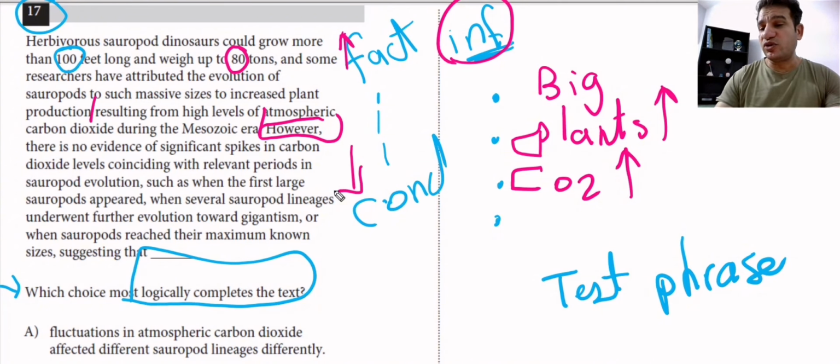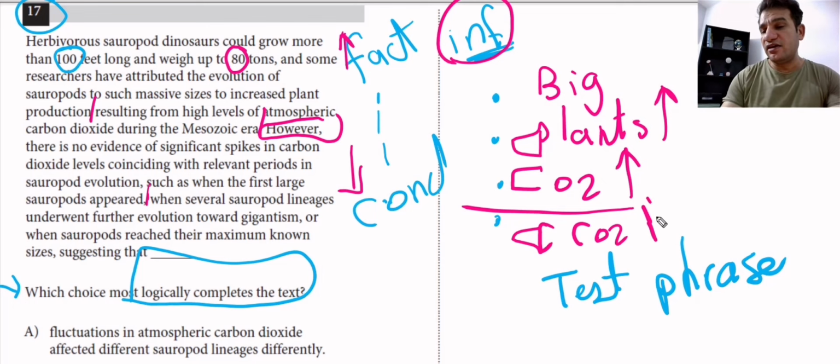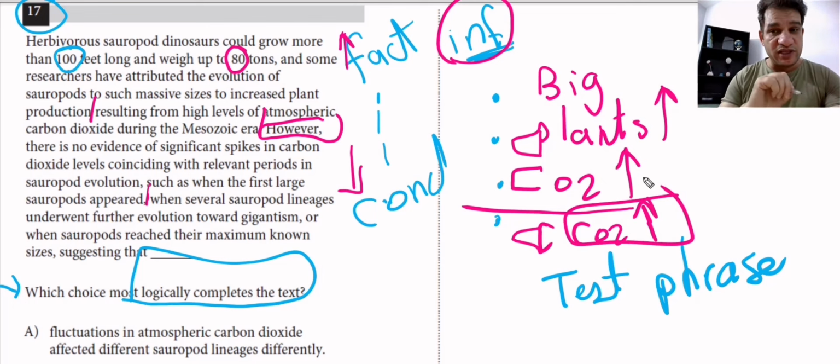But however here, there is no evidence of significant spikes in carbon dioxide levels coinciding with relevant periods in sauropod evolution, such as when the first large sauropod appeared, when several sauropod lineages underwent further evolution toward gigantism, when they start to grow, or when sauropods reached their maximum known sizes. So after "however," we can say that there is nothing that can tell us that carbon dioxide increased during these very important periods in the evolution of these dinosaurs.